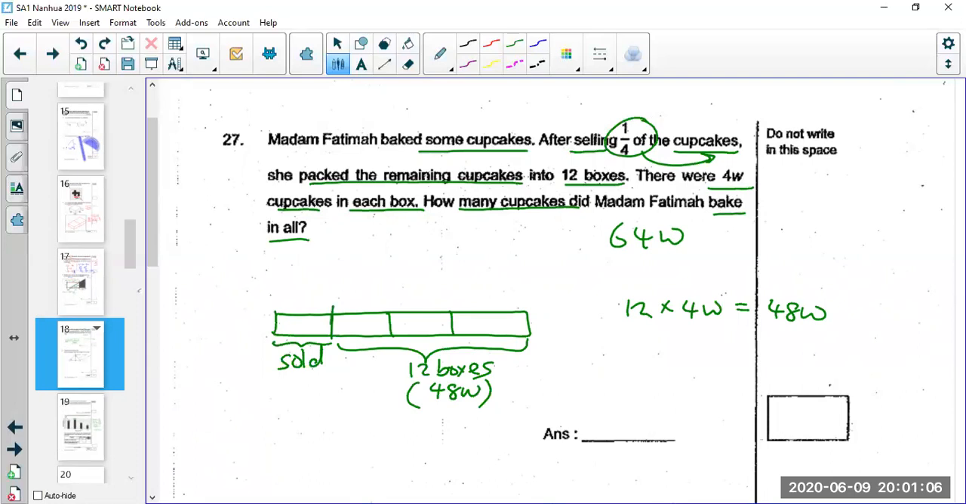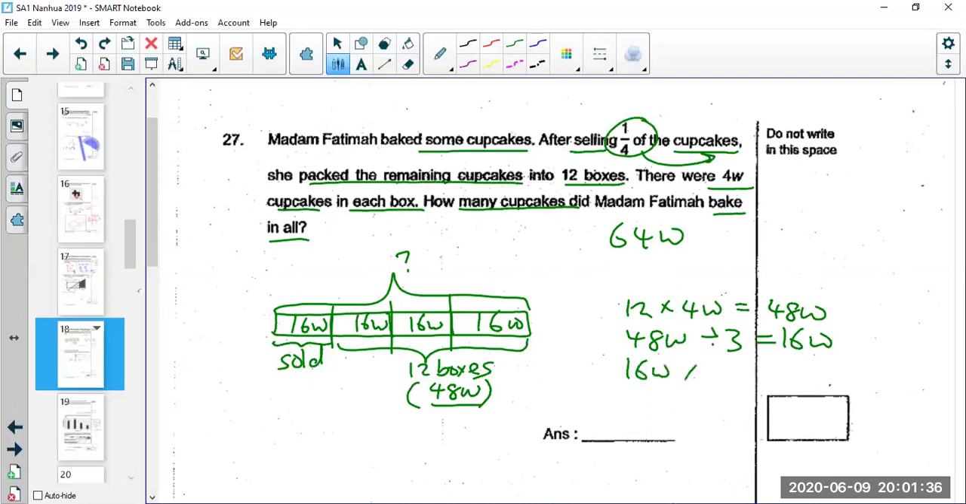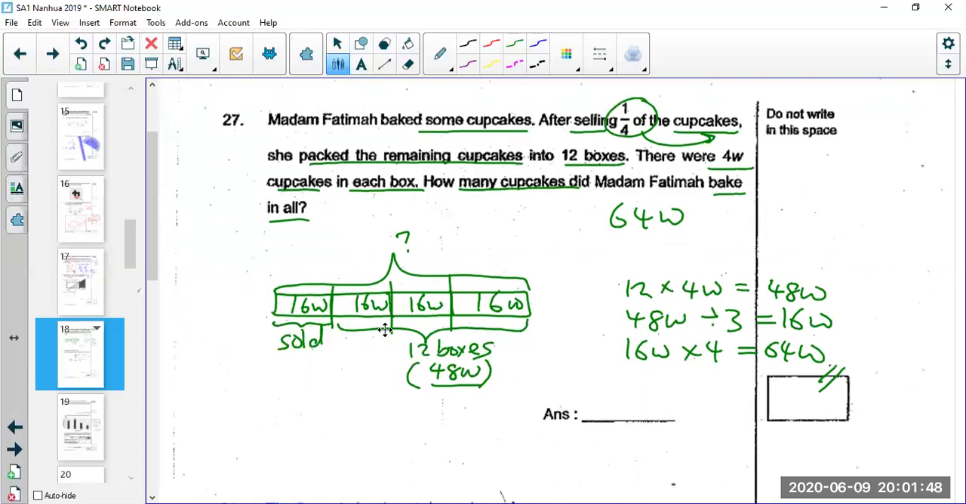Can you see there are 1, 2, and 3. So you take 48 W, and then look at the model. The model will let you know what to do next. You need to find how many cupcakes in 1 unit. So divide by 3, you get 16 W. So every unit is 16 W, here also 16 W and 16 W. So how many cupcakes did Madam Fatima bake altogether, which is the question mark. So you take 16 W and then you times 4, and you will get 64 W. So that's your answer. You get the answer correct? Well done, very good. Okay, so this is maybe not hard for you. Okay, let's go to the next one.